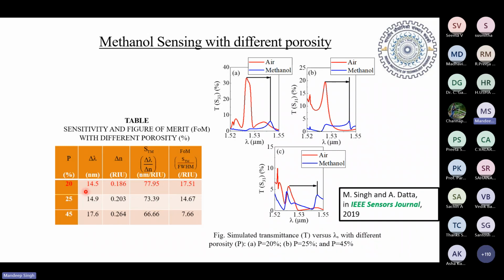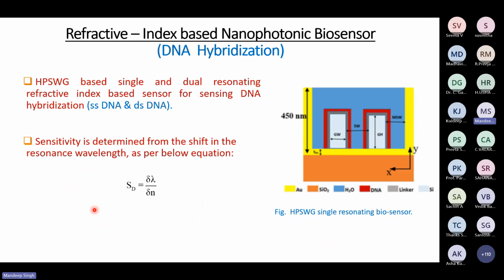But the maximum value we are getting is with lower porosity, because at higher porosity your modes will decay out, it will become more lossy, and it is also tough to confine the modes with a more porous structure. Next I want to discuss one biosensor. It is basically a DNA hybridization that is reported in one journal. As I told, this same hybrid structure we can use for biosensing design. In the first I have shown you temperature, and then methanol, that is some volatile alcohols, and now this is the third application, that is biosensing.